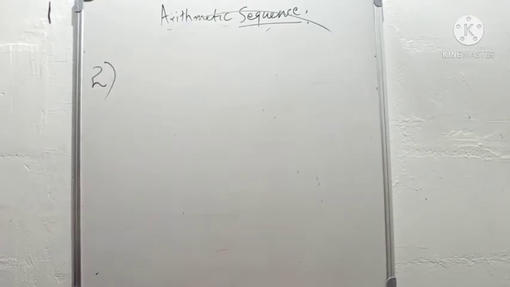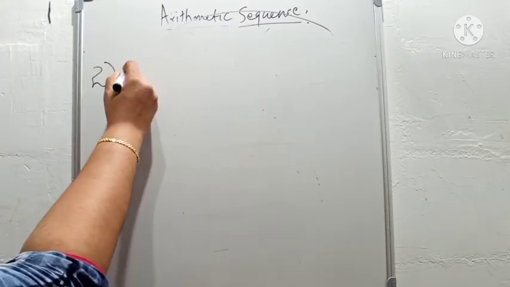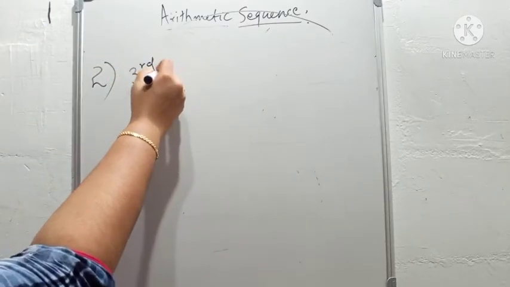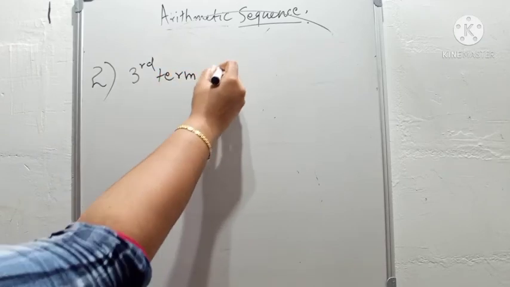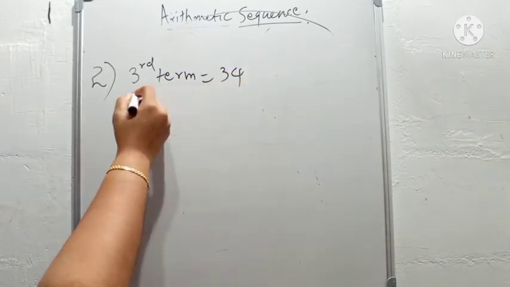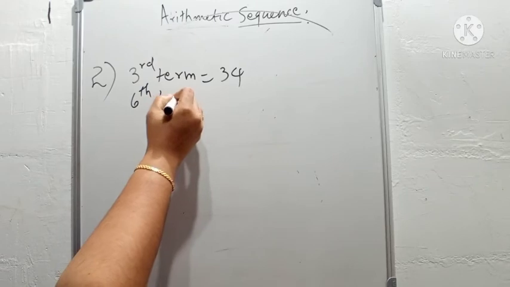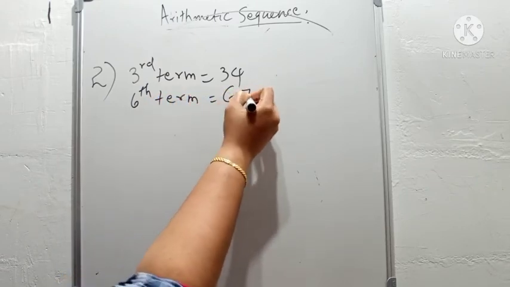Now the second question. The terms in two positions of some arithmetic sequences are given below. Write the first 5 terms of each. This one is a very important question. These are the terms. Third term is given. Third term is equal to 34. And the sixth term is 67.